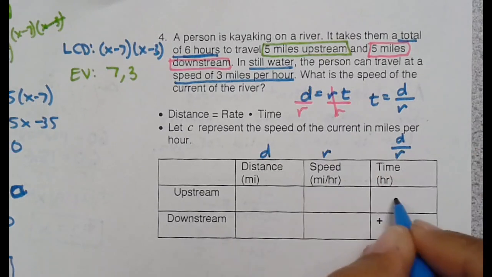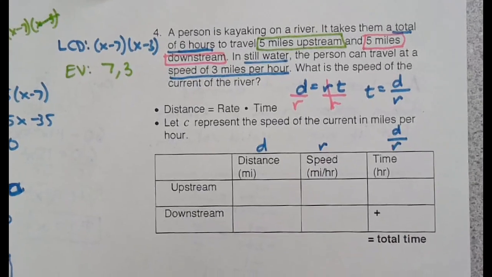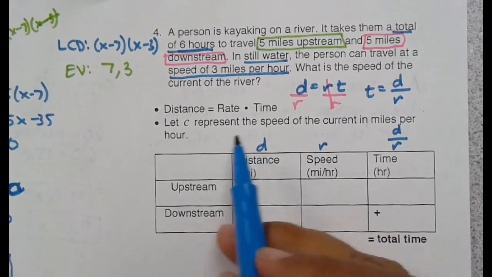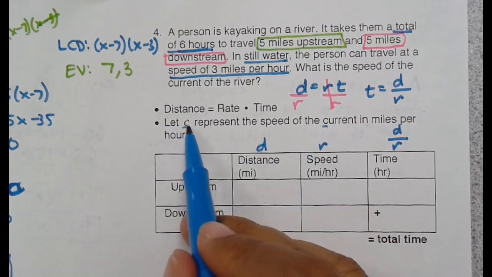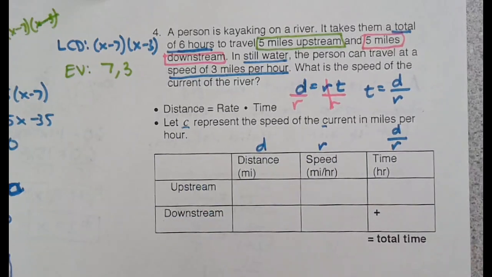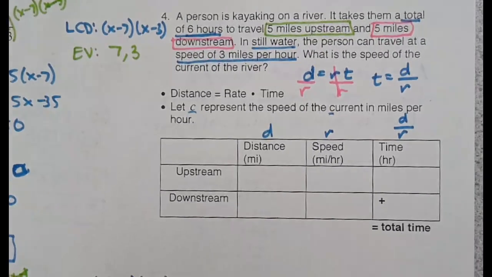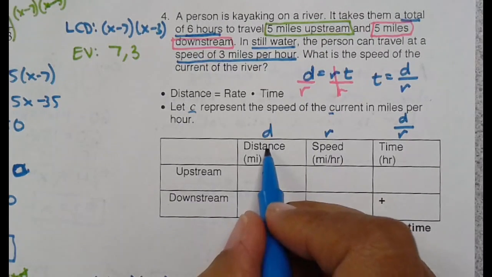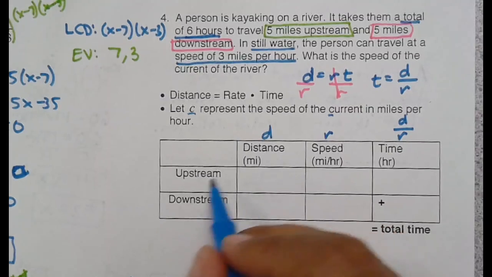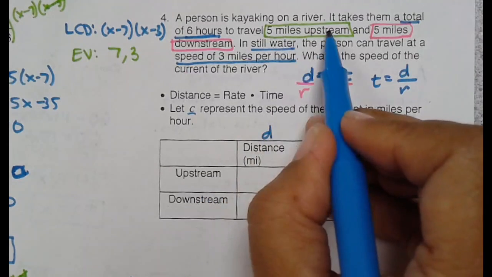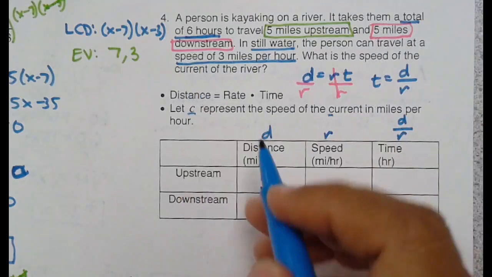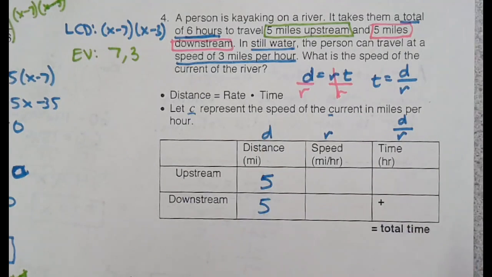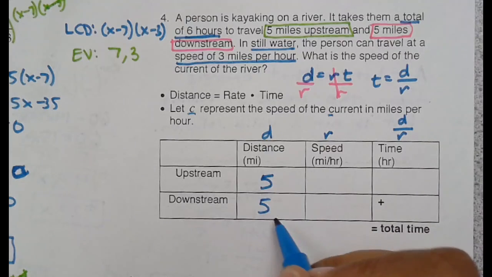So we'll be dividing this in this last column. This just helps to organize your thoughts. We're going to let C represent the speed of the current, C kind of for current there, in miles per hour. All right, let's go ahead and take a look. How far did we go? Well, if you look at upstream, we went 5 miles upstream, so that's going to be 5. And we went 5 miles downstream, so that's also a distance of 5. So we went the same distance going upstream and downstream.